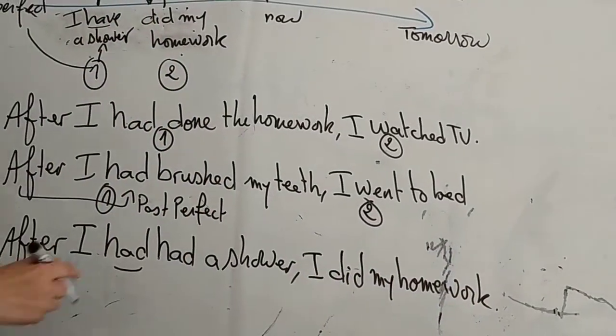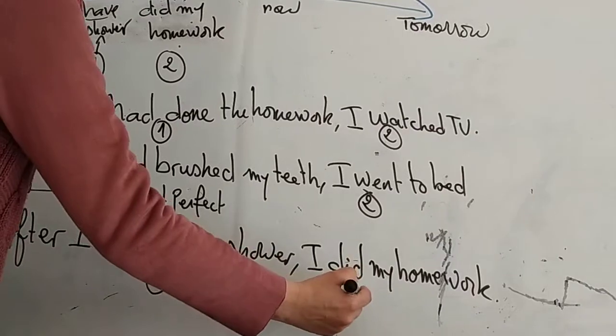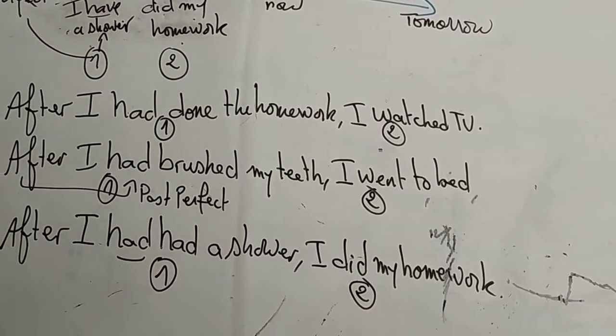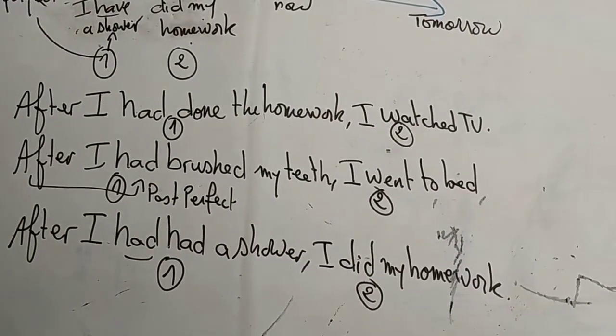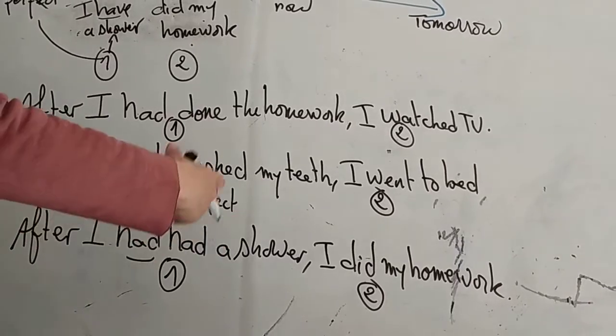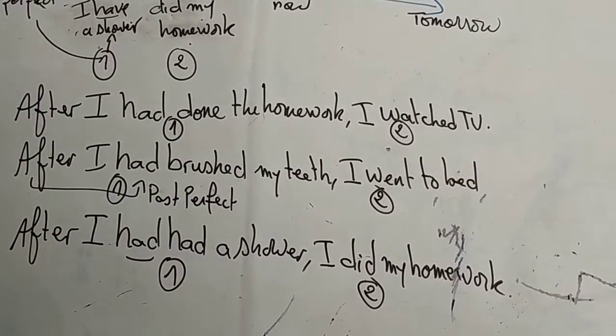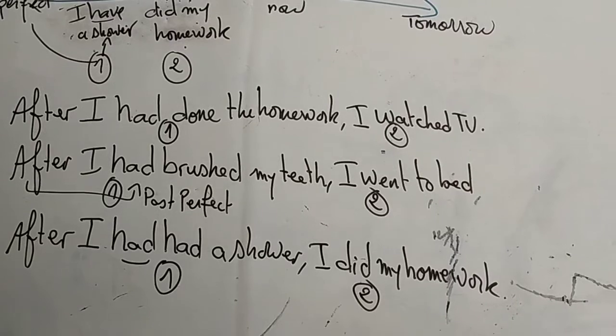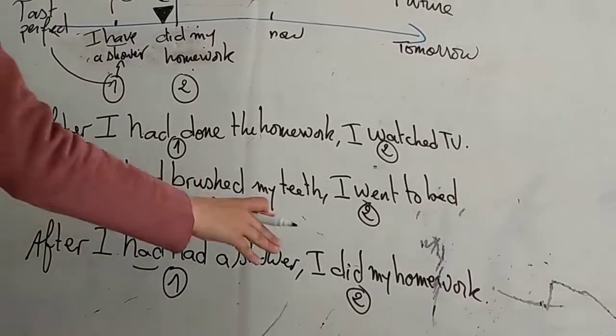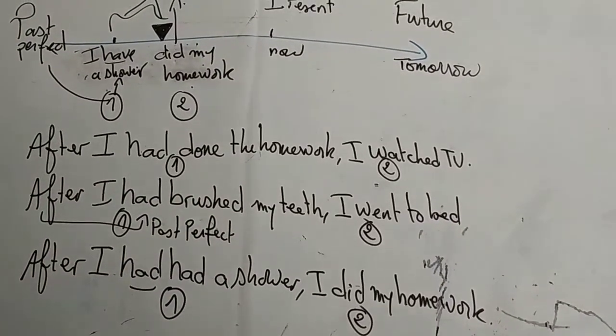I see, this is action number 1, followed by action number 2. This is the main use of the past perfect. We use it to sequence, to give an order to the activities that happened in the past. Always the first action is in the past perfect, the second action is in the simple past.